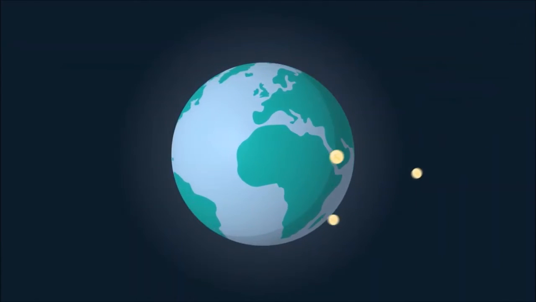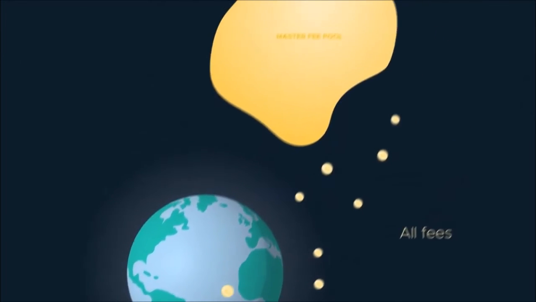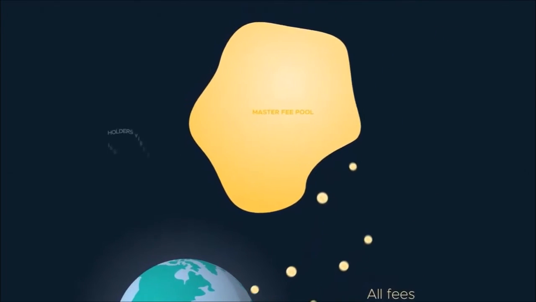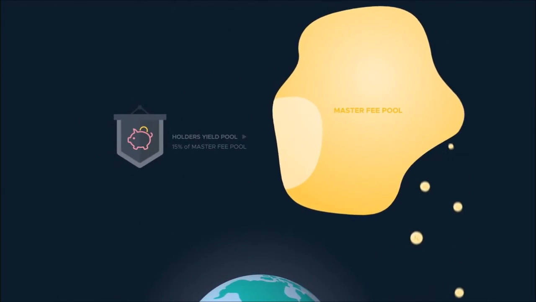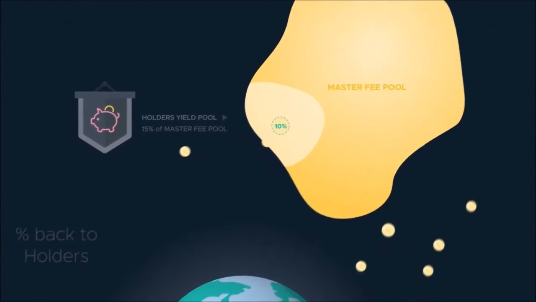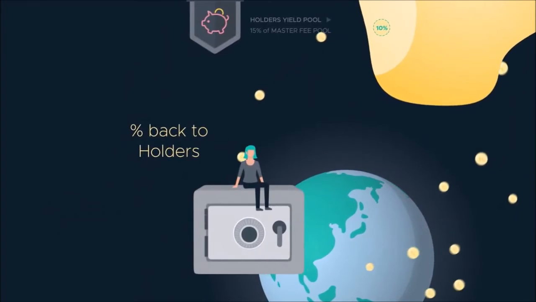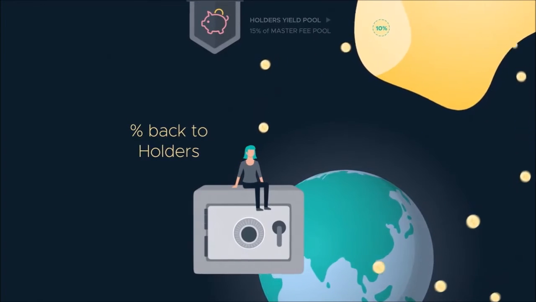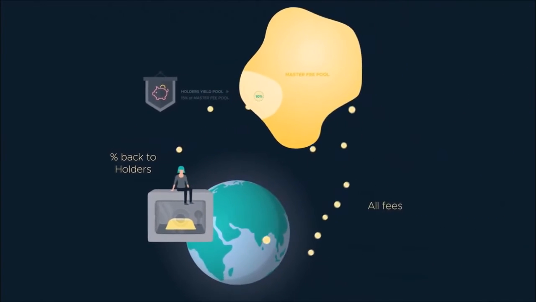To recap, out of all fees collected by Kinesis that go into the master fee pool, 15% are allocated to the holder's yield pool, and as Susan owns 10% of all the metal in the system, she receives 10% of the total holder's yield pool, for as long as she holds the KAU.